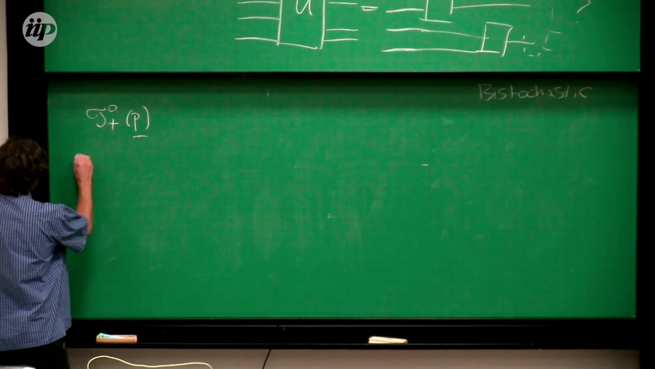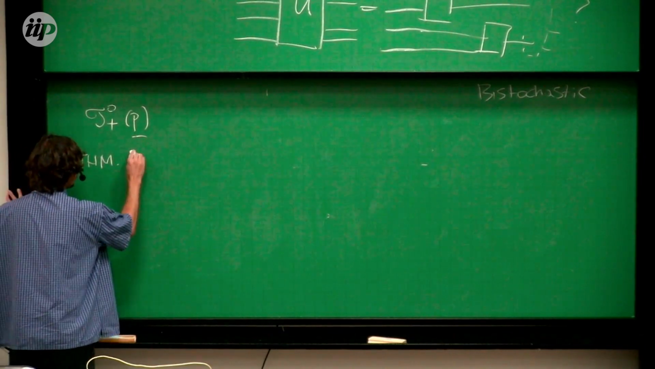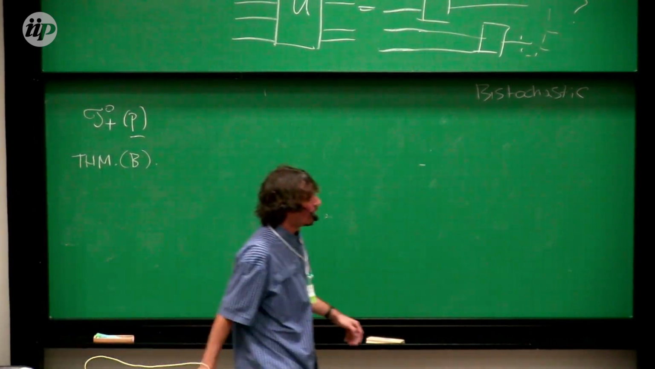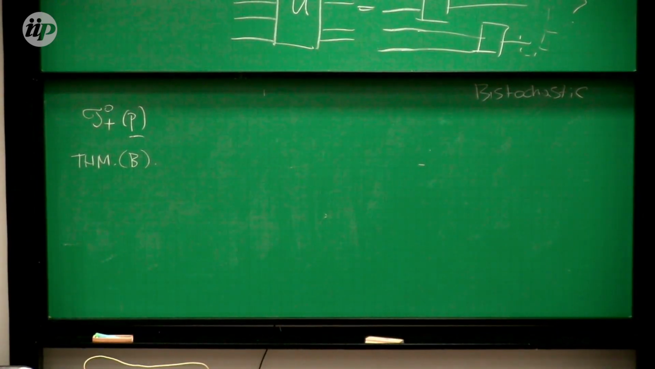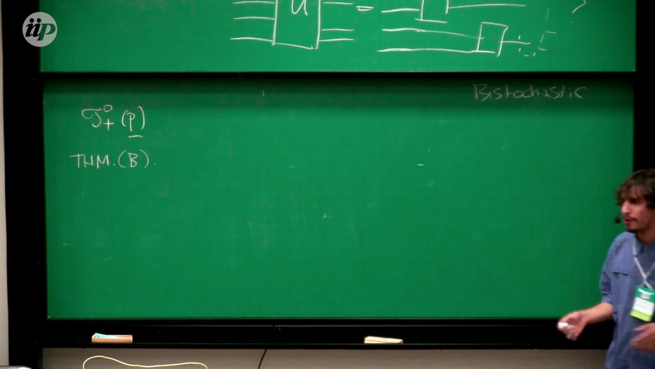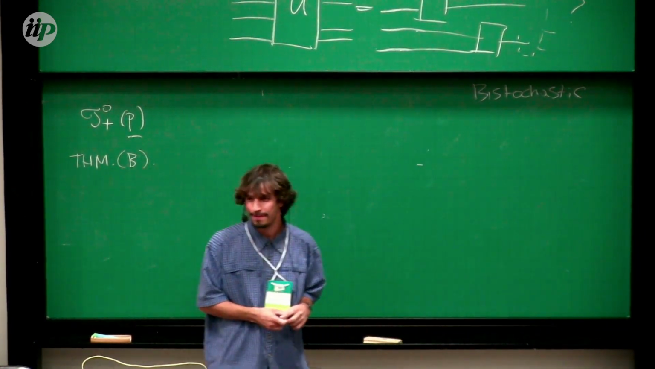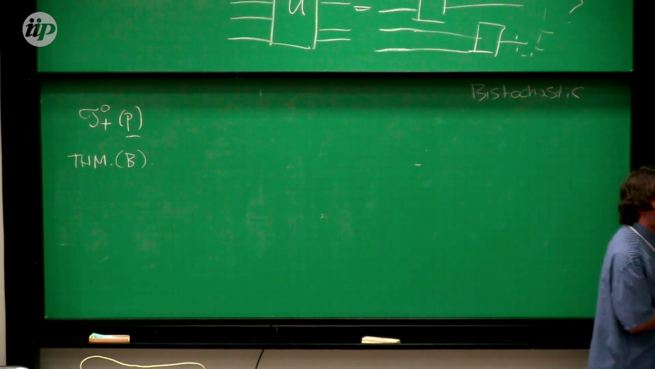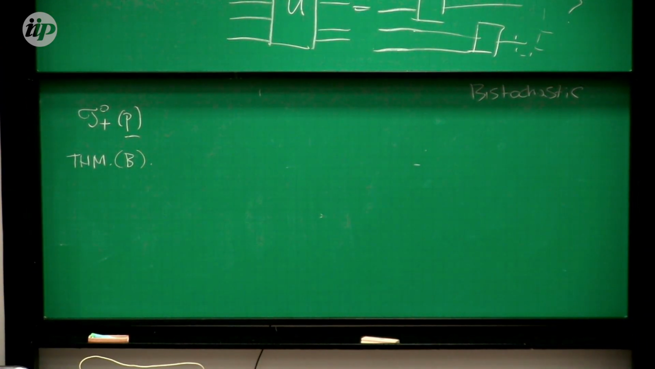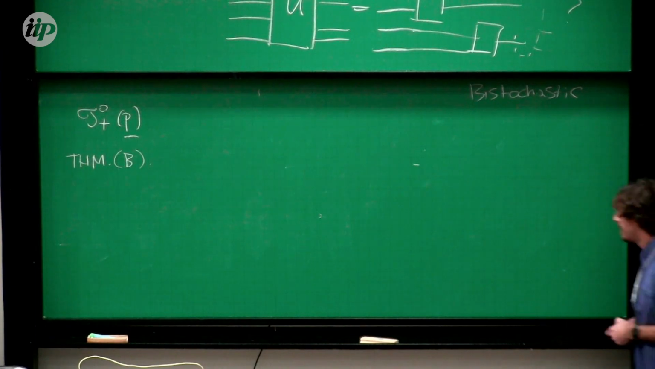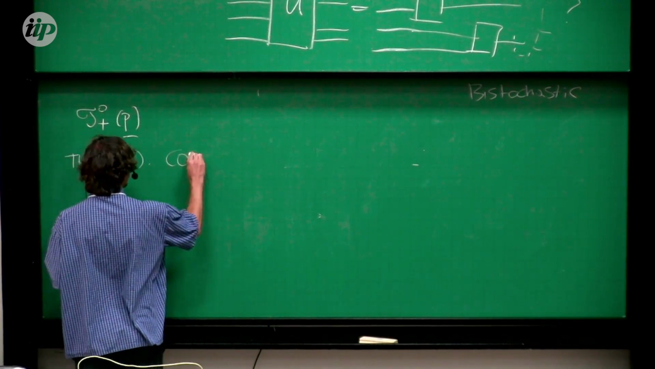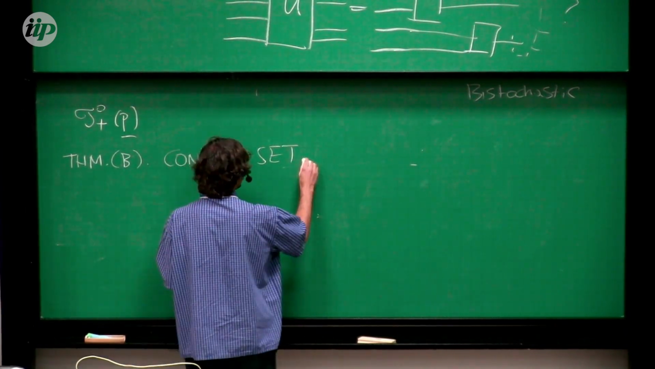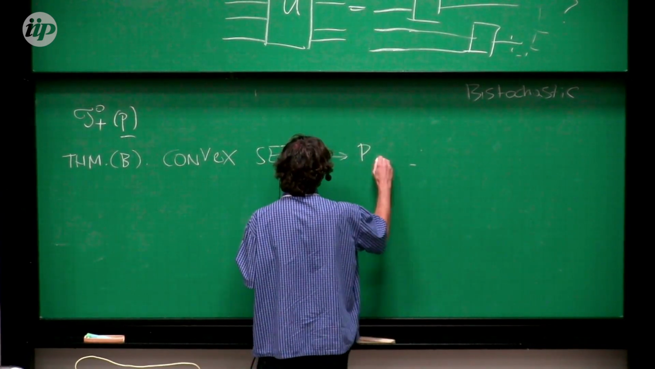There's a very beautiful theorem, the Birkhoff theorem, which says that the set of bistochastic matrices forms a convex set, and the extreme points of this convex set are permutation matrices. In other words, you take your favorite bistochastic matrix, you can always write it as a convex combination of permutation matrices. Let me write this as a convex set, extreme points, permutation matrices.